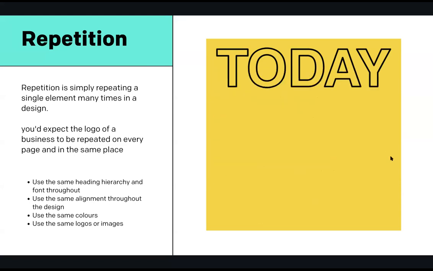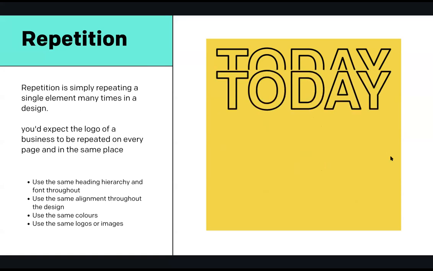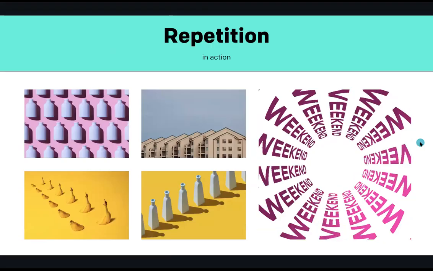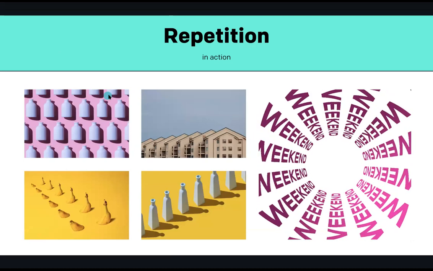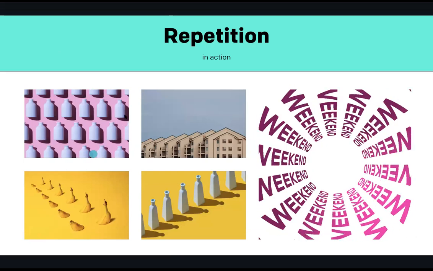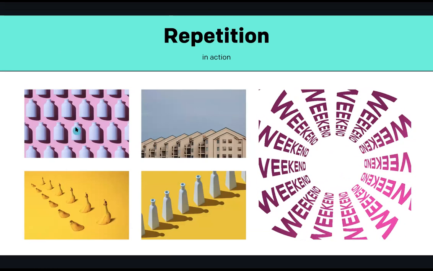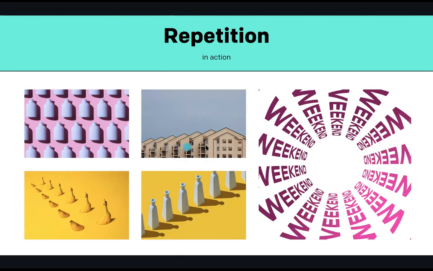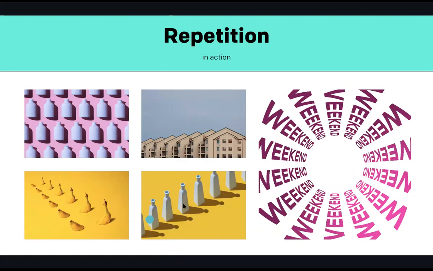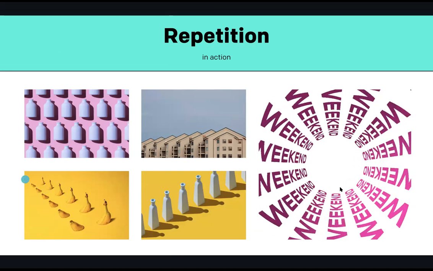So in practice, you want to use the same heading hierarchy and fonts throughout your design. You want to use the same alignment throughout your design. You want to use the same colors, or you want to use the same logos or images across the board, depending on what the function that you are performing is, all right? So this is what repetition looks like, okay? All these things are basic repetition, all right? And remember, like I said, contrast is just going to be making one stand out, all right? Look at these houses, simple repetition. All these cups, repetition. Bananas, repetition. Weekend, repetition. All right.